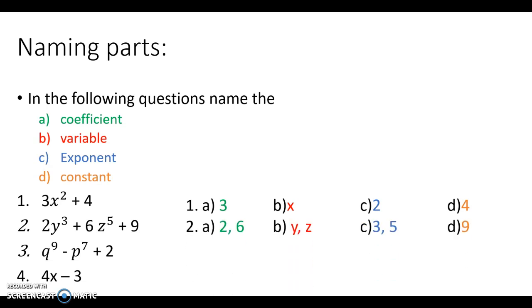As you can see, in number 2, there are 2 different coefficients. 2 is the coefficient of y cubed, and 6 is the coefficient of z to the power of 5. I've also got 2 variables. They are y and z. y has an exponent of 3, and z has an exponent of 5, and 9 is the only constant. Obviously, if there was more than one constant, we could just add or subtract them depending on what the sign was. We will go over that later in like terms.